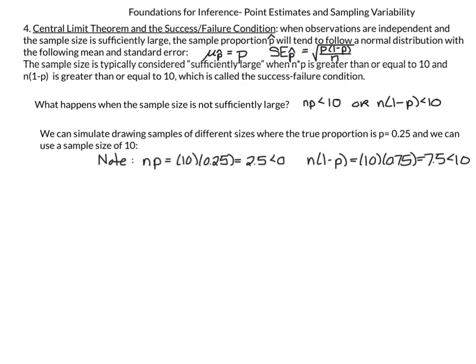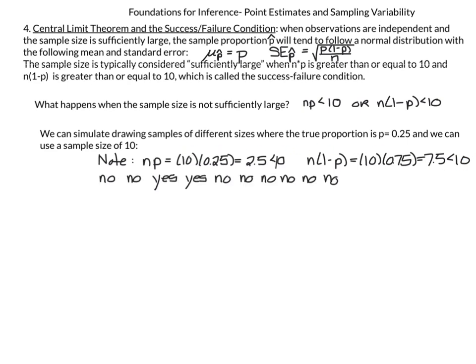We can study this with simulation of different sizes, just like we did before, where the true proportion, let's say, is p equals 0.25, and we can use a sample size of 10. Note, in this case, n times p is 10 times 0.25, which is 2.5, which is less than 10. And n times 1 minus p, n is still 10, and 1 minus p is 0.75, so 10 times 0.75 is 7.5, which is less than 10. So in this case, both conditions fail.